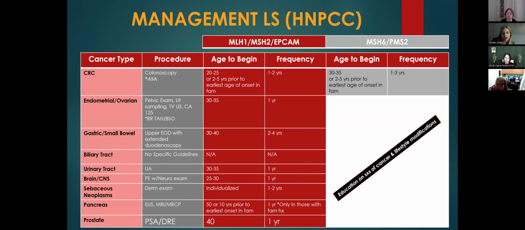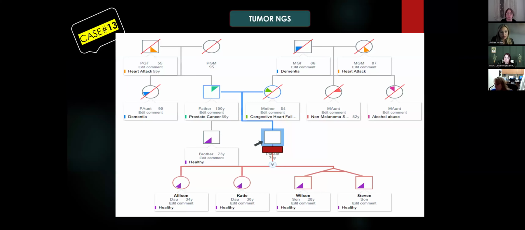Brain, you're monitoring neuro exam, signs and symptoms. Sebaceous neoplasms, you just send them to derm. They see them every 1 to 2 years. Pancreas, we talked about how to do surveillance for that. And we talked about how to survey for prostate cancer.